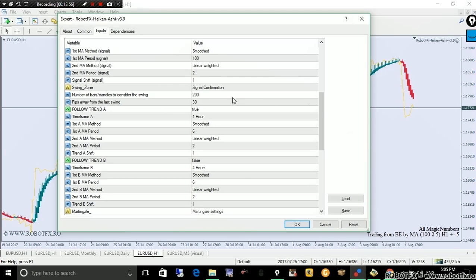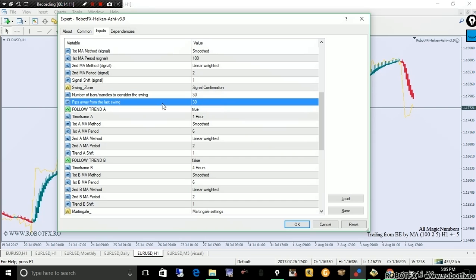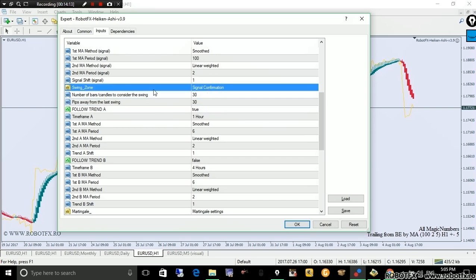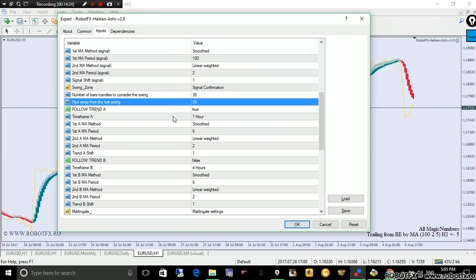And this is basically an area given by the number of candles that the trader can choose. Let's make it 30. It has two settings: the swing zone confirmation, the signal confirmation. The swing zone has two settings: the last number of candles, and pips away from last swing, that I'll explain right now.